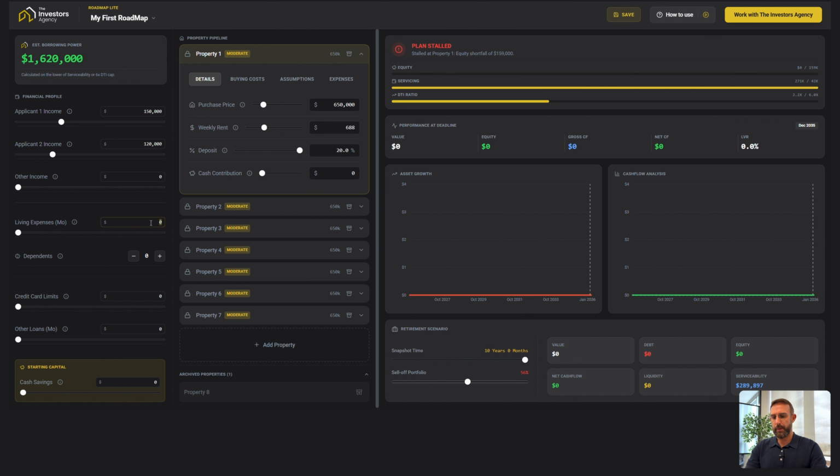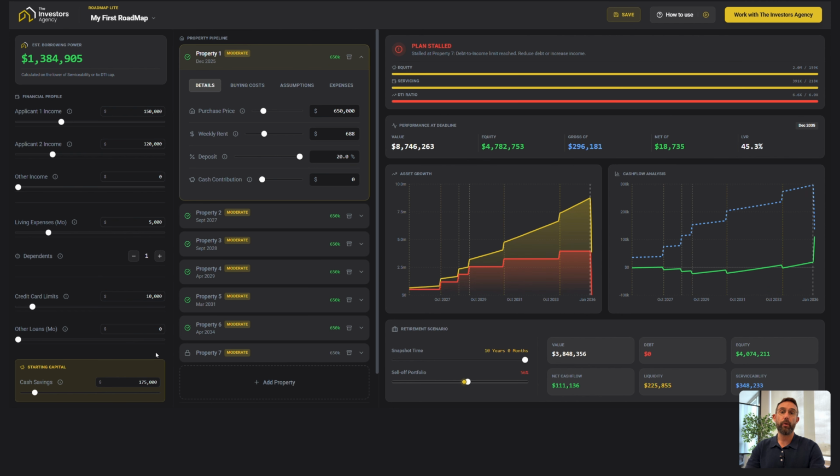We'll put their living expenses at around $5,000. And let's say that they have one small child as a dependent on the loan, with a credit card limit of, let's go with $10,000. There are no other monthly loans at this stage. Let's assume that they are responsible investors and they don't have any other debts against their names. Let's assume that they have got $175,000 in savings that they want to put towards the purchase.